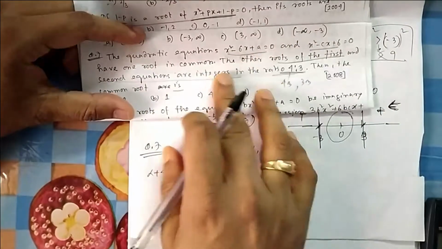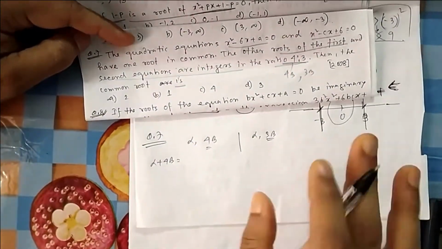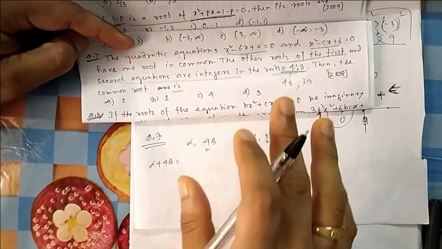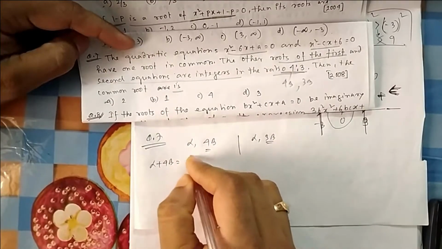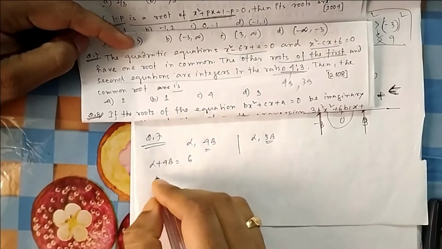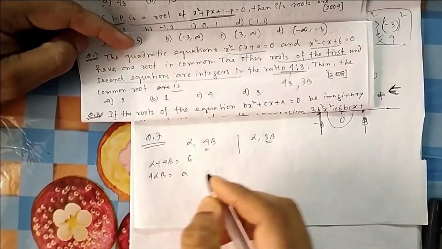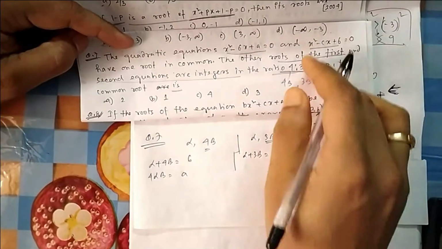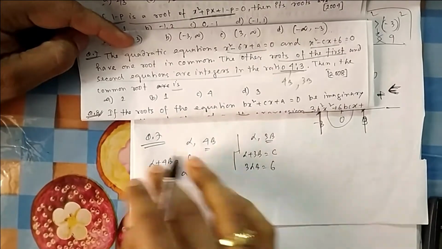When starting equations, you start with what you know till now. We have assumed some roots, so we can write the sum of the roots and the product of the roots. For the first equation, the sum of the roots is alpha plus 4 beta, and the product of the roots is 4 alpha beta, which is equal to a. Here also, the sum of the roots, alpha plus 3 beta, is equal to c, and the product, 3 alpha beta, is equal to 6. With this much we can write.